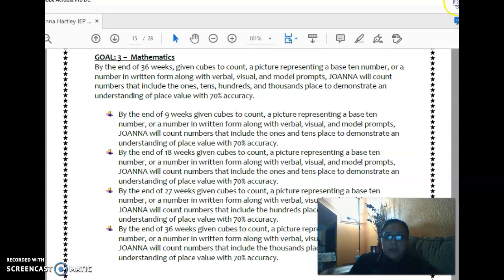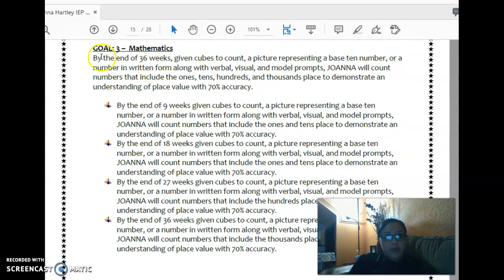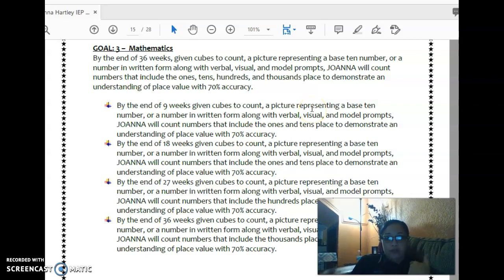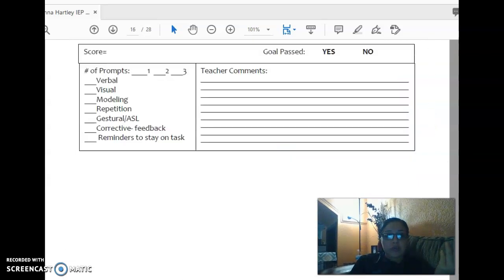All right, Joanna, today we are going to be working on goal 3 and 4. So for goal 3, we are going to be, let's see, a number and written from long verbal and visual model poem. Joanna will count numbers that include ones and tens placed to demonstrate understanding. So we're going to continue doing the worksheets that you were doing last time.